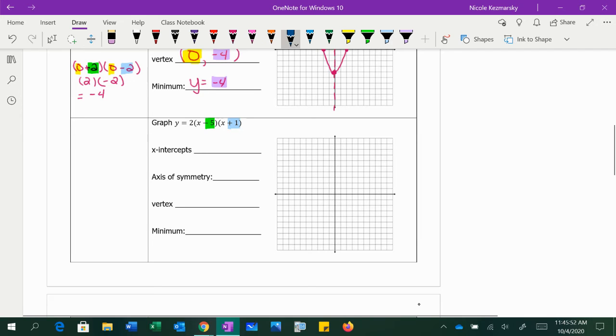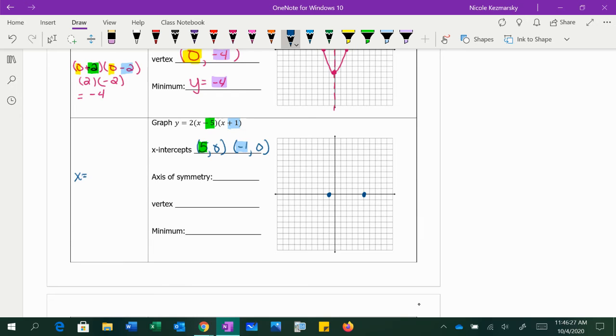So my first x-intercept is going to be (5, 0). That was the green number. And my second x-intercept is going to be (-1, 0). And that's the blue. So I'm going to go ahead and plot those. So I'm going to go to the right 5. 1, 2, 3, 4, 5. And then 1 to the left. There we go. Then I need my axis of symmetry.